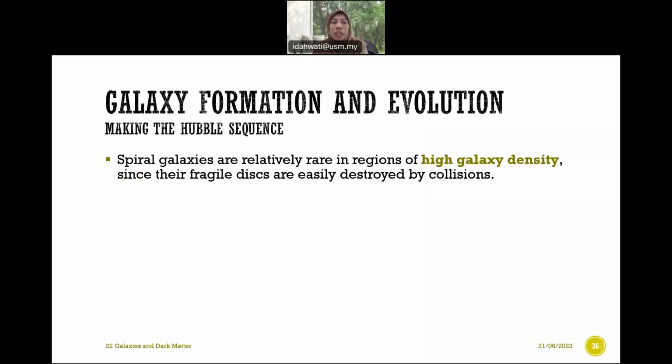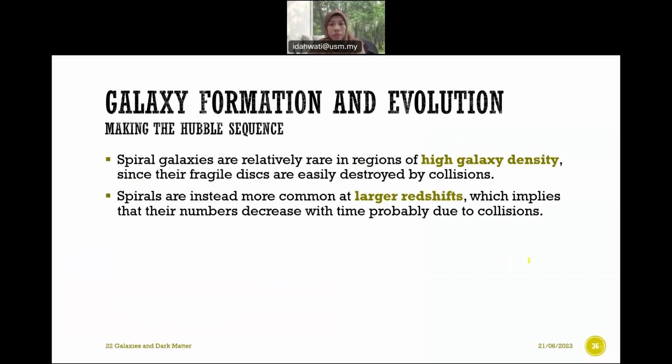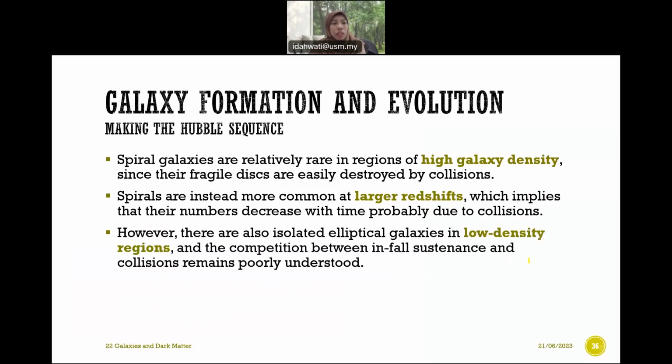Spiral galaxies are relatively rare in regions of high galaxy density, since they are fragile and easily destroyed by collision. And we have more common spirals at larger redshift. And also there are isolated elliptical galaxies in low density regions.